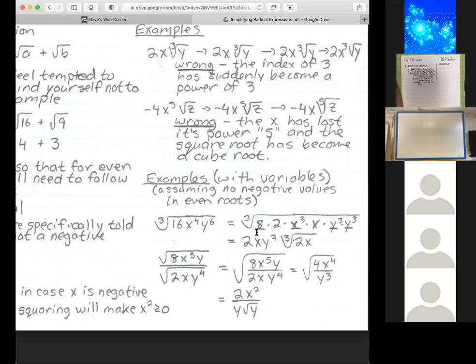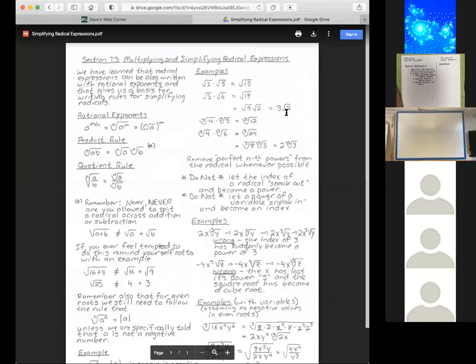And I can pull that cube root of 8 out to become a 2. I've got perfect cubes of x and y. I've got x cubed with 1 x left over and 2 copies of y cubed. So I can pull out 1 x and 2 y's. I'm going to illustrate this with the problems we do today, but I'm just saying this handout is a good summary of multiplying and simplifying radical expressions.